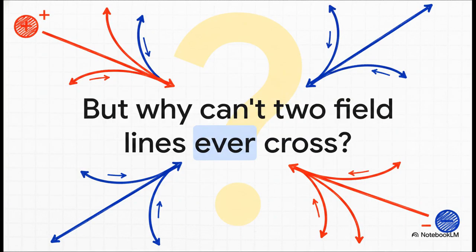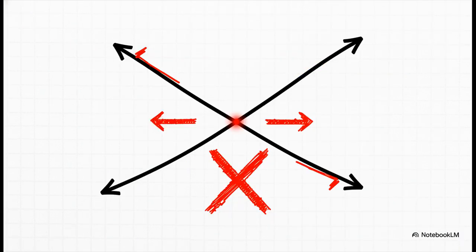Okay, let's hit pause on that third rule, because it's probably the most important one on the list. Why is it so impossible for two of these lines to intersect? What would even happen? Well, think about it. If they crossed, at that one single point where they meet, the field would have to be pointing in two different directions at the exact same time. And that's just nonsense. A force can only point in one unique direction at any single location. It's physically impossible. So the field has to be unique at every point in space, which means the lines can never cross, period.